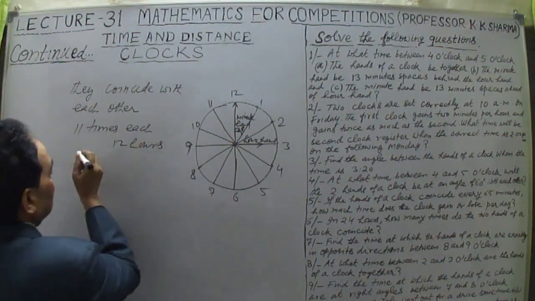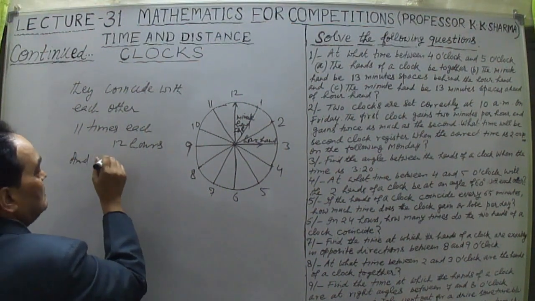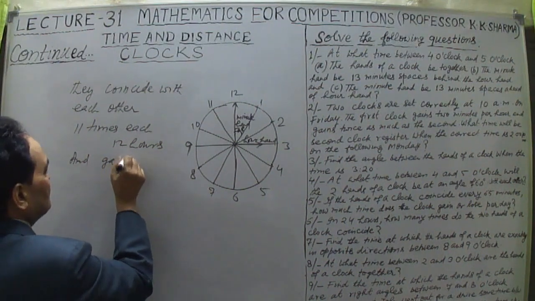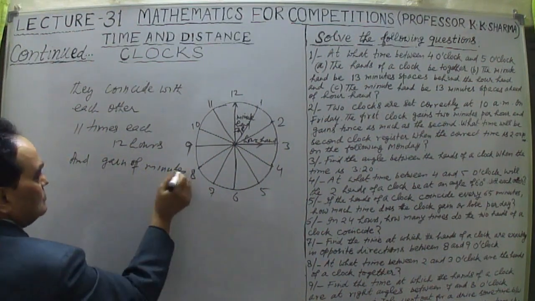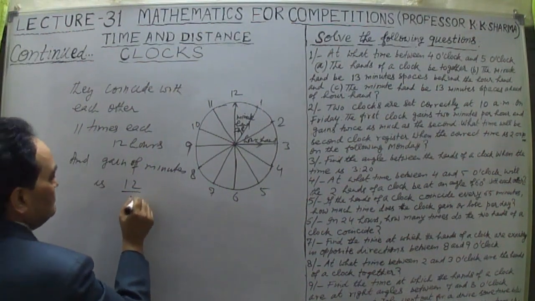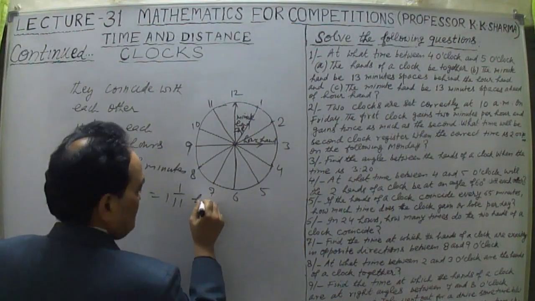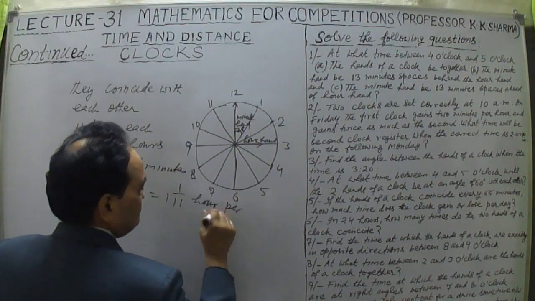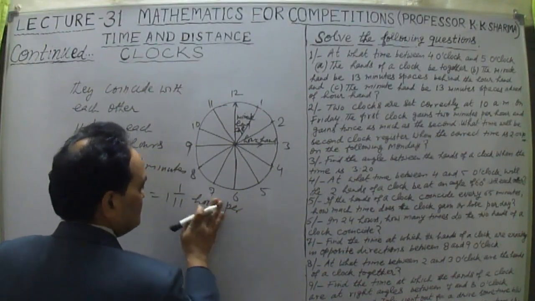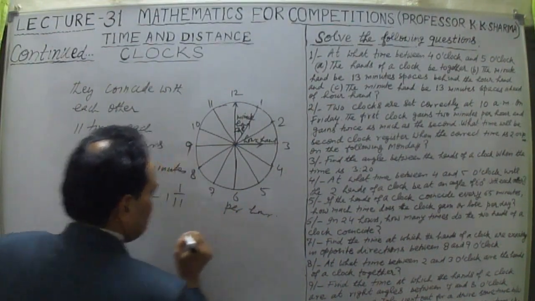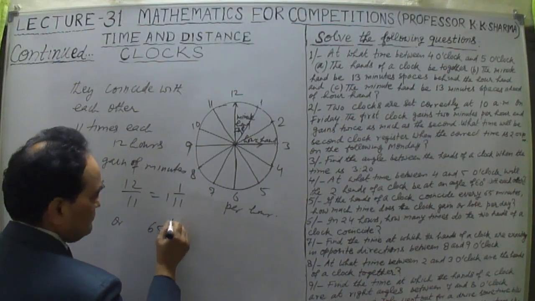That is the point. Now, in this case, let me write here: the gain of minutes is 12 upon 11, that means 1 and 1 upon 11 hours. This is per hour space gained. Or if I multiply this by 60, then it will be 65 and 5 upon 11.